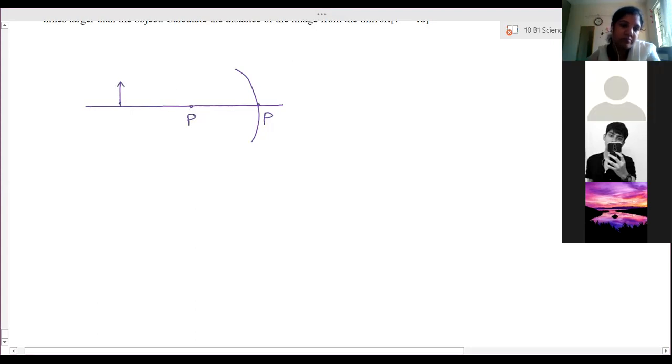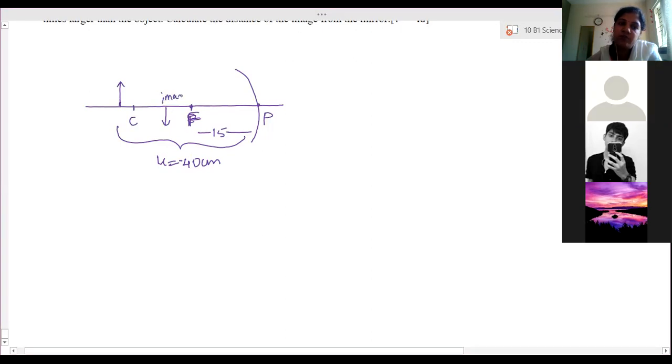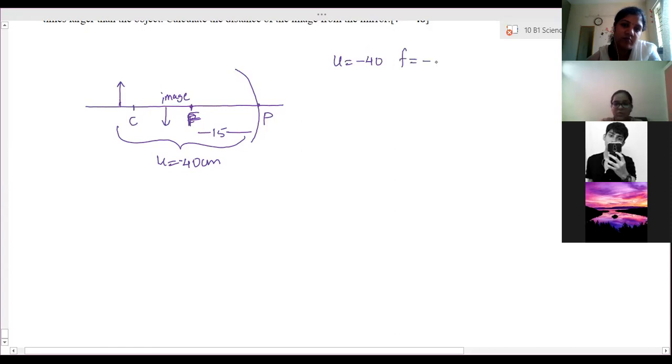Ma'am, that is C, right? What is the focal length given? 15, right? Yes, ma'am, 15. So object is 40. Object distance initial, U is minus 40, ma'am. Yeah. So what is the image distance? Image is formed at minus 24 centimeter. B is minus 25 centimeter.